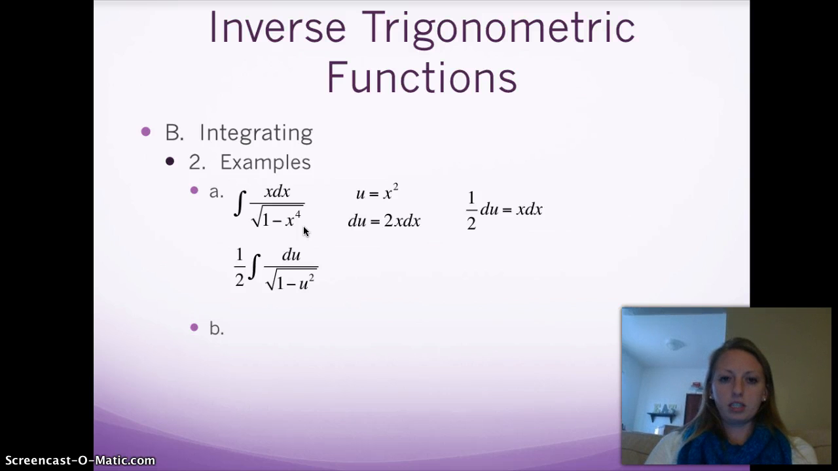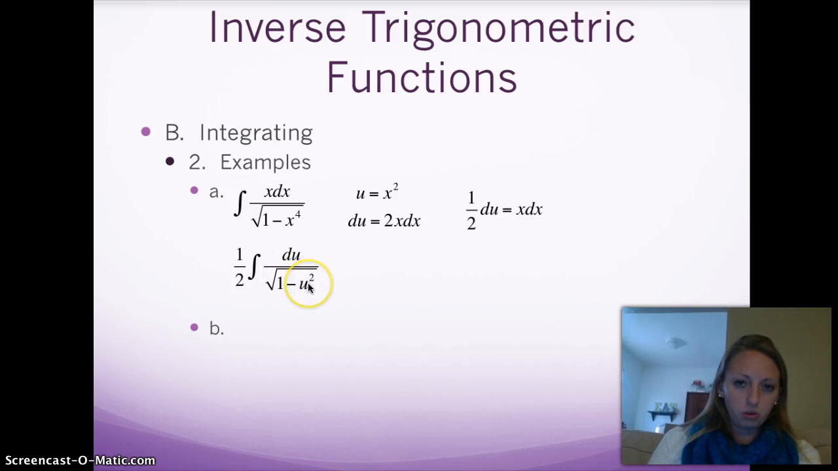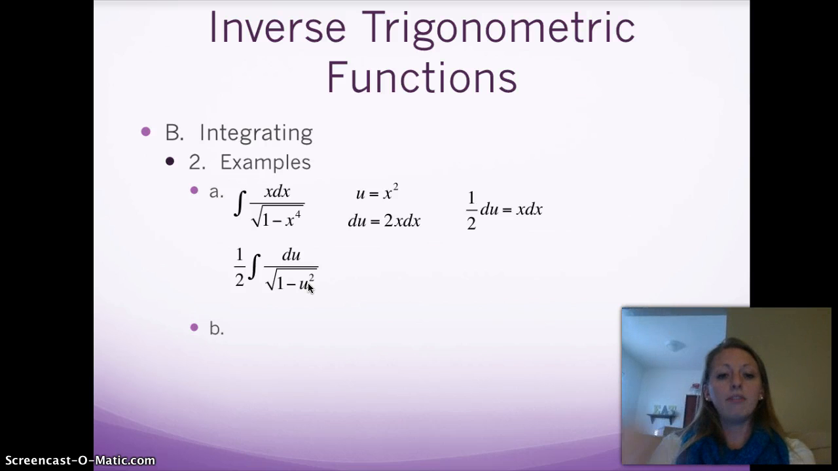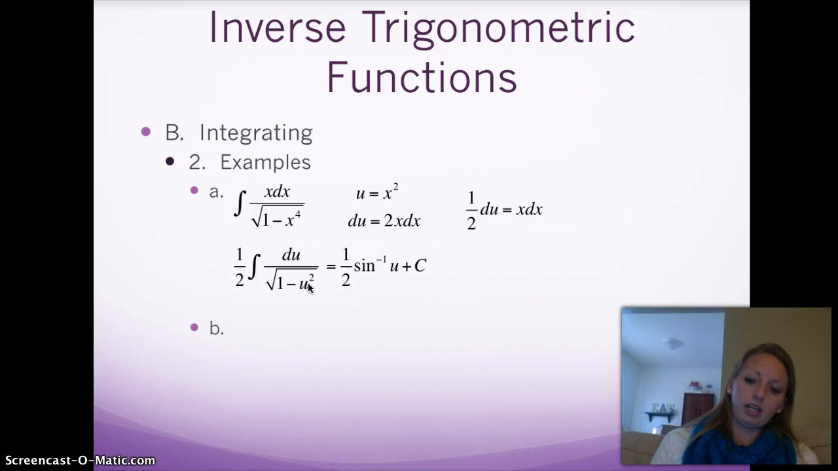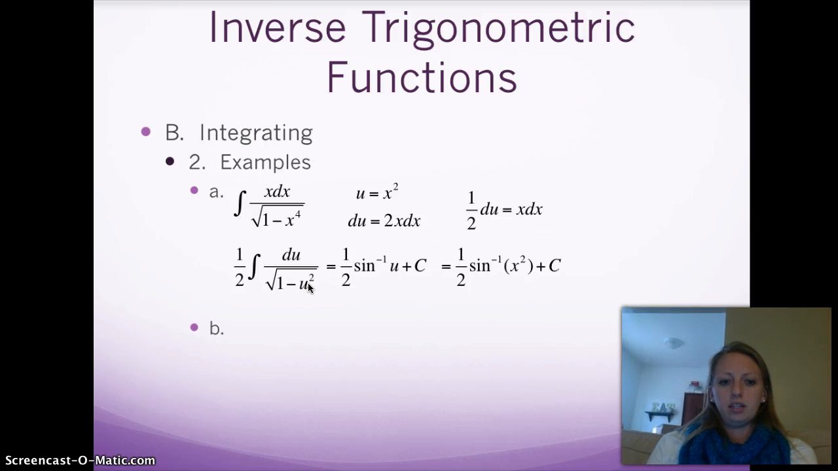It's x squared times x squared, which gives me x to the 4th. So I have u times u, which is u squared. Okay, now this is something we know. If we take the antiderivative of it, we're going to get 1/2 sine inverse u plus c. And then what do you have to do when you use substitution? You always go back and plug in. So 1/2 sine inverse x squared plus c.